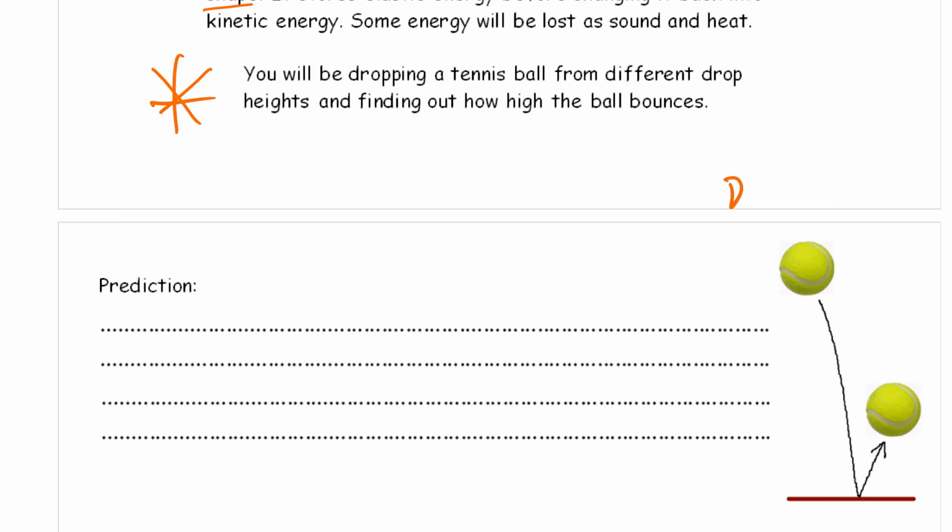This is the drop height, in centimetres, and then the ball bounces up. We can measure both these distances. This is the drop height, which we're going to change, and the other one here, that's the bounce height.